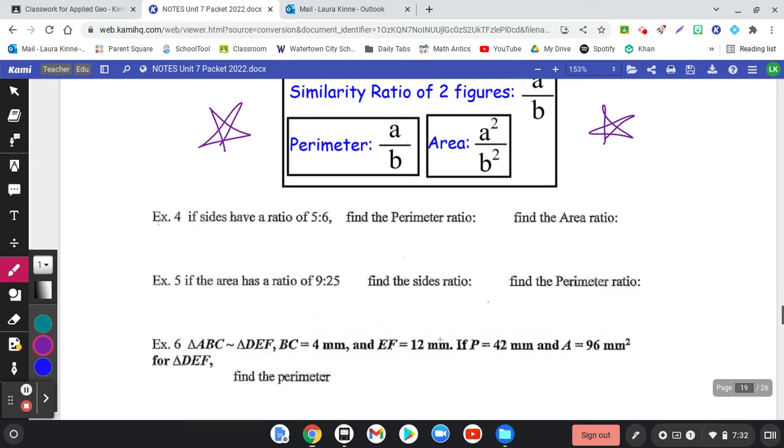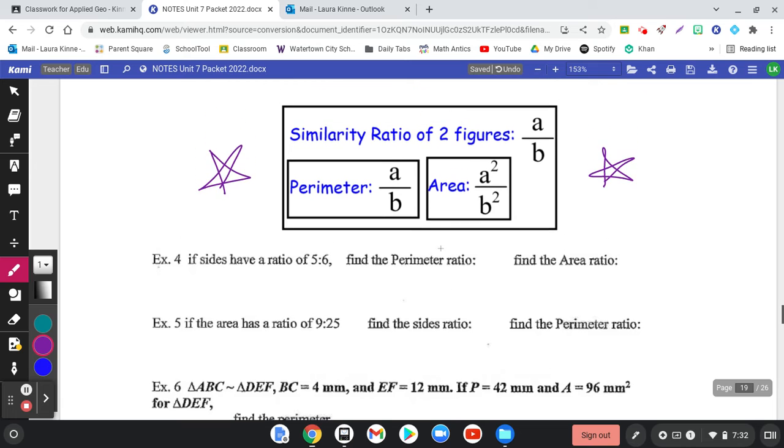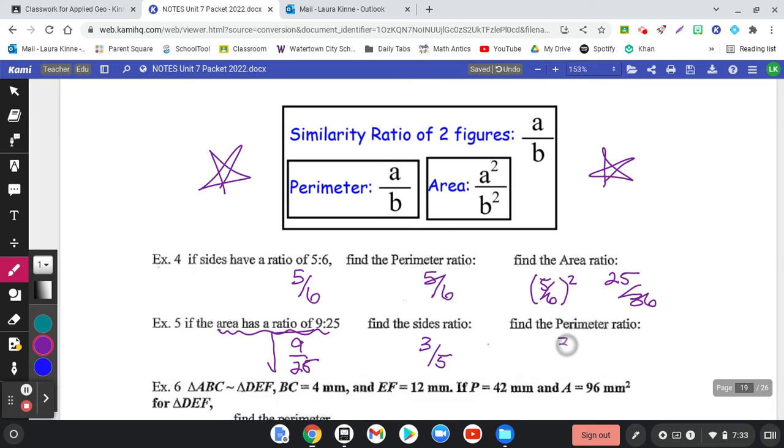So let's look at a couple examples with no picture, but we can still figure this out using this. If the sides have the ratio 5 to 6, that's your similarity ratio. The perimeter ratio is also 5 to 6. And the area ratio would be 5 to 6 squared, so it would be 25 over 36. Okay, this one's a little different. The area has a ratio of 9 to 25. So if you want to find the sides and perimeter, instead of squaring it, you're going to take the square root. It's going to be 3/5 for both.